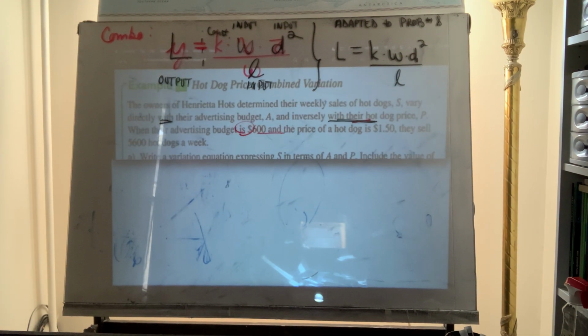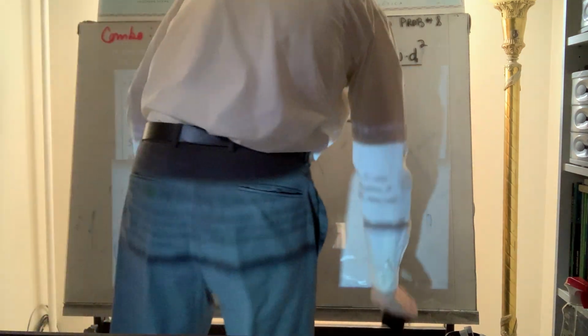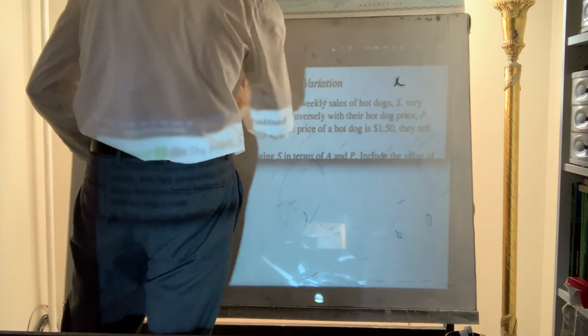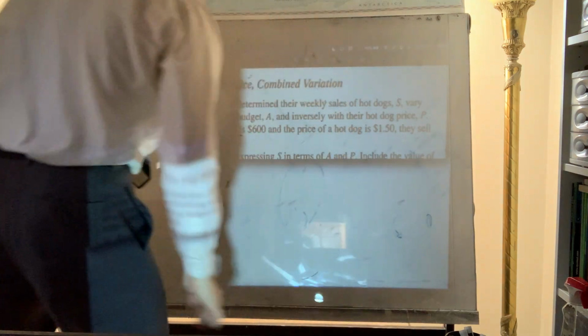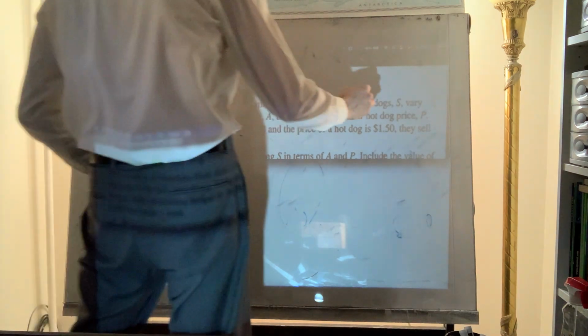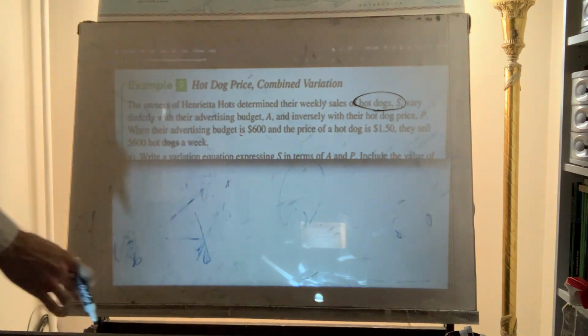All right, number 9. A different problem. Let's see what we have here. The owners of Henrietta Hots determined their weekly sales of hot dogs, S, which is a weird abbreviation for hot dog, but okay, right? Very directly.